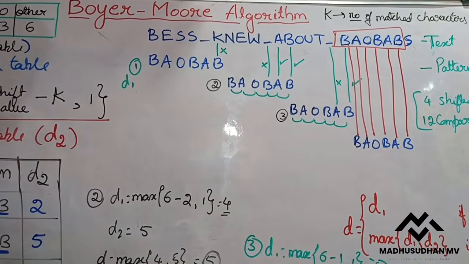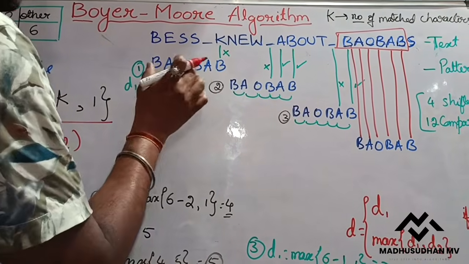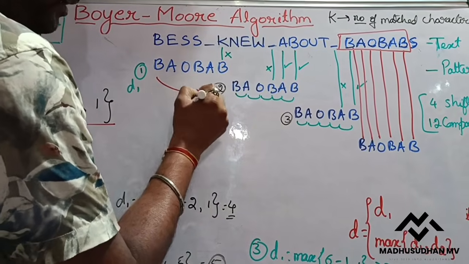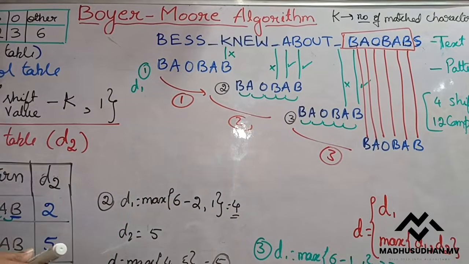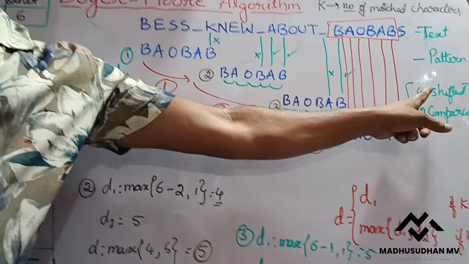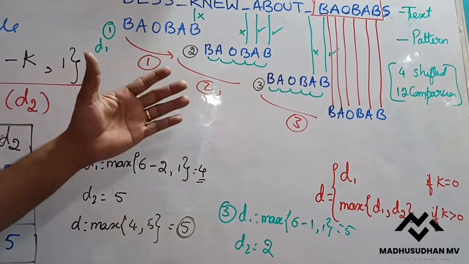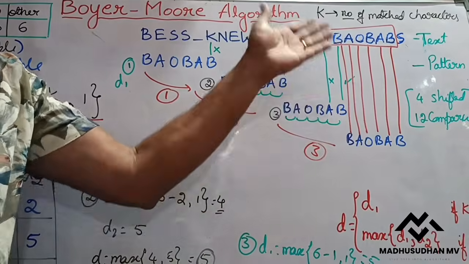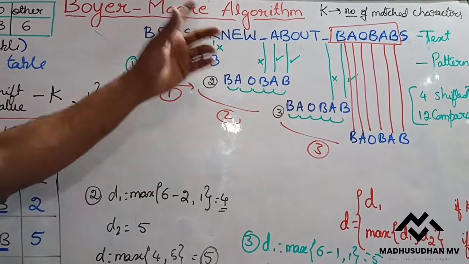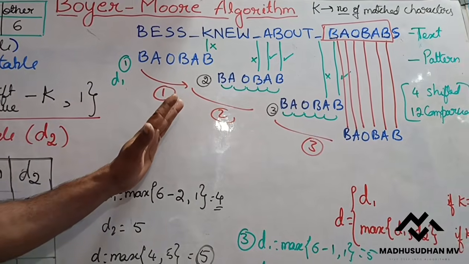Now here, how many shifts did we do? If you observe, initially we aligned 1, then 2, then 3. Only 3 times we shifted. But by applying Horspool, we shifted 4 times. But here we shifted only 3. That means the Horspool algorithm is also making some unnecessary shifting. That also we eliminated by applying what? The Boyer-Moore algorithm. This is the beauty of the Boyer-Moore algorithm.